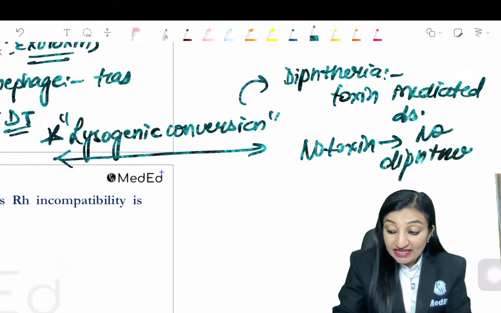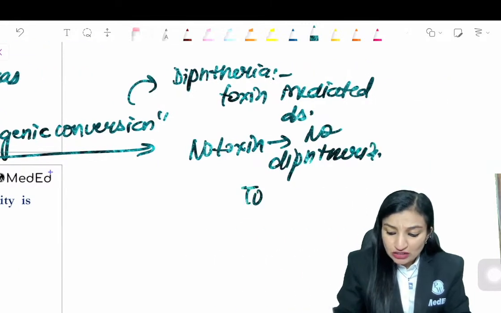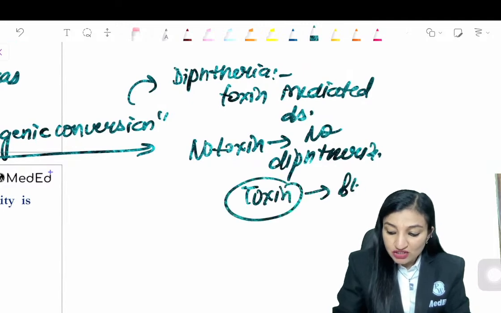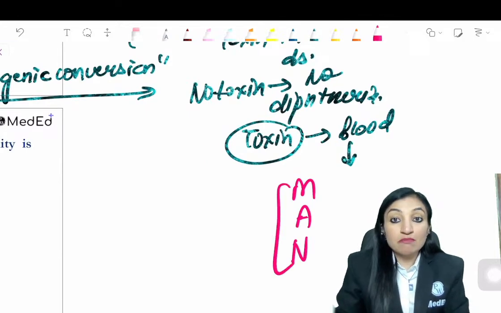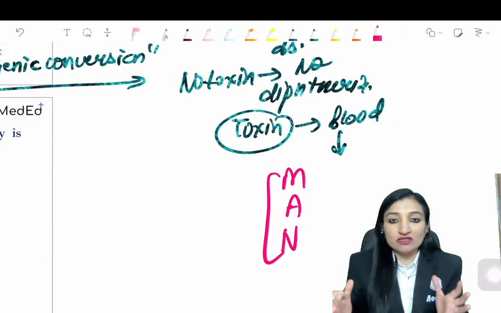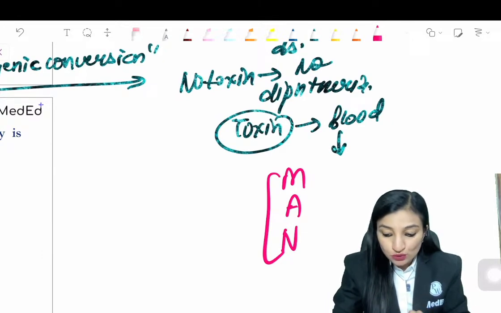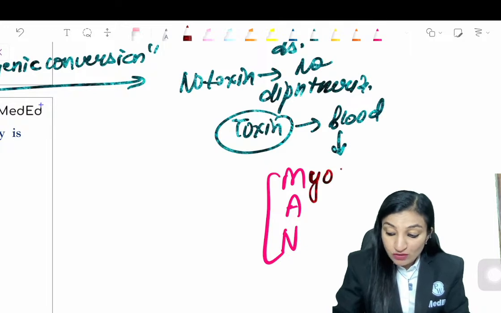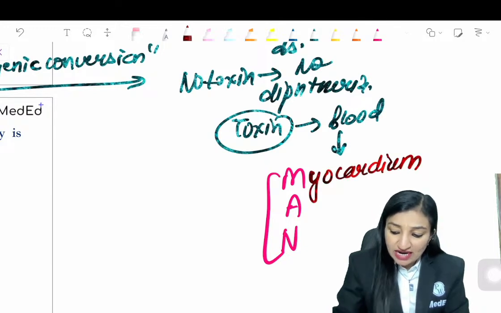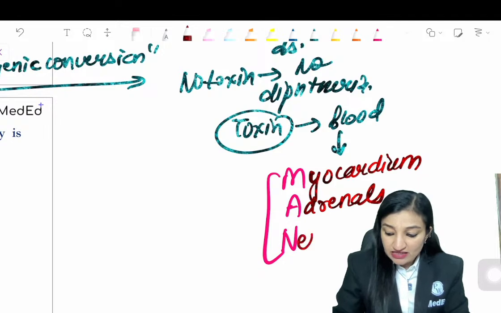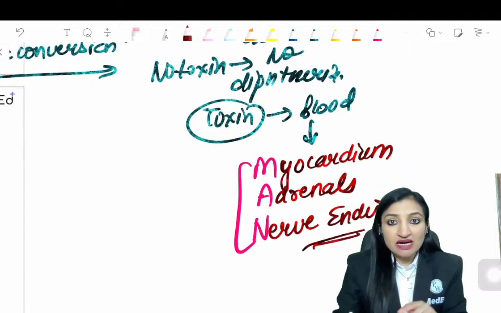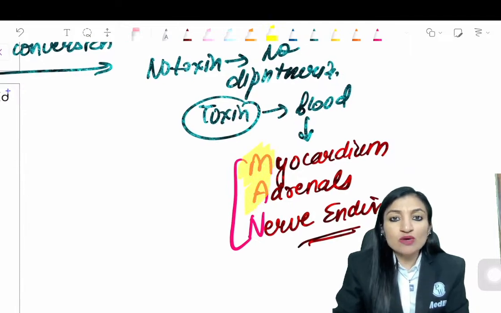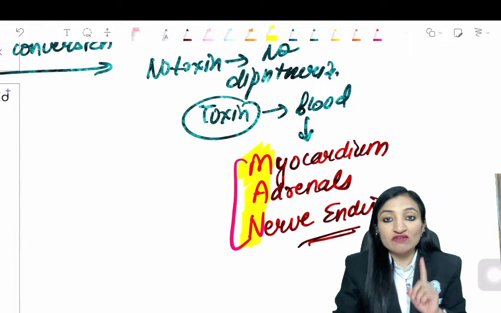No, diphtheria, it is the toxin that is the culprit. The toxin is going to invade the bloodstream, and the toxin has an affinity, or love, or attraction for some things. For example, it loves MAN. Of course, it is going to infect humans or man. But what I want you all to remember is M stands for myocardium, A stands for adrenals, and N stands for nerve endings. Okay, so this toxin is going to enter the bloodstream, and it will happily circulate in the blood and go on to infect all of these.